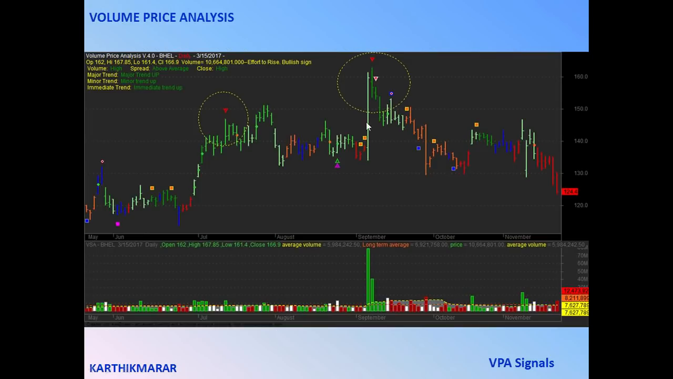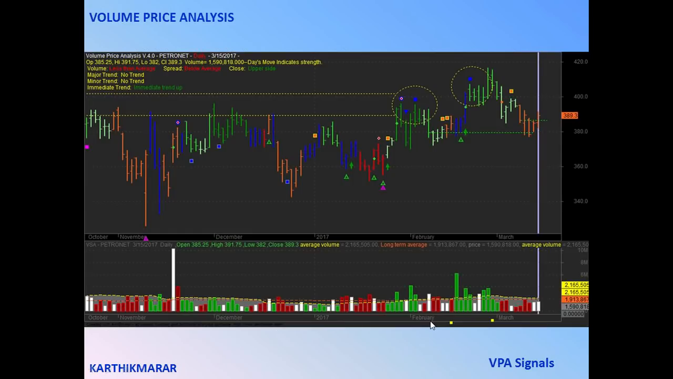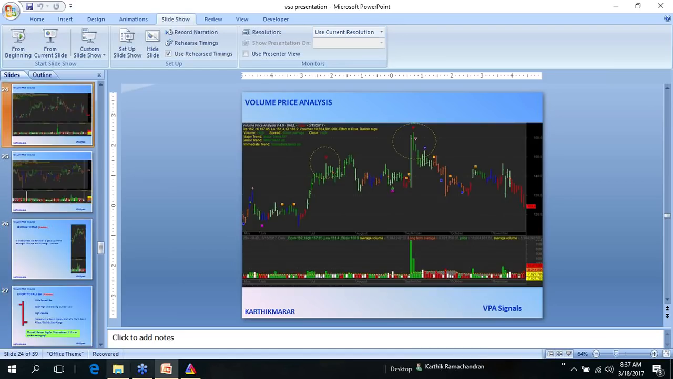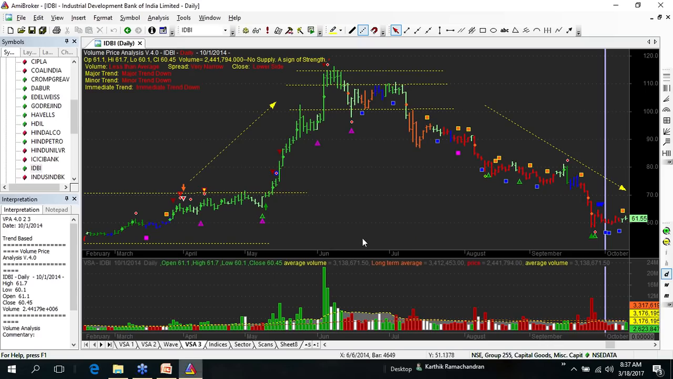Then here you have a widespread up bar, and the next bar is clearly an upthrust bar. So this is one of the most frequent indications which will really help us. Let me go to some of the charts. You can always see this.